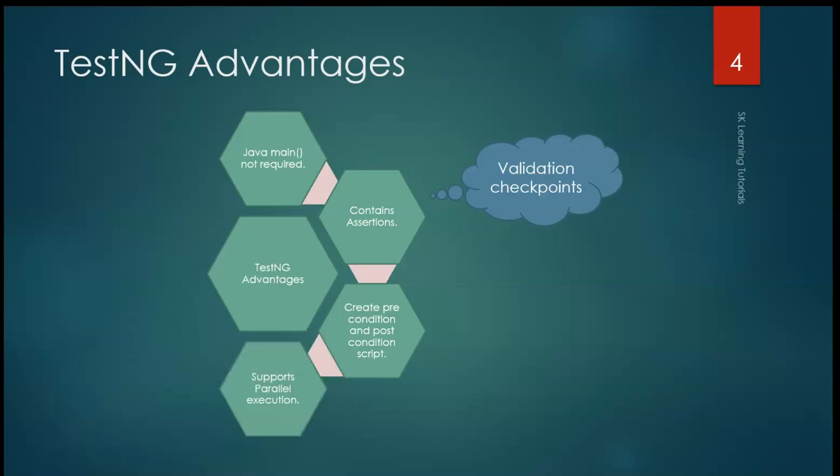So let's move to the next point. It supports the parallel execution. Parallel execution means all the test cases are started at a time. Let's take an example that you have written 4 test cases: test case A, test case B, test case C, and test case D. When you execute these test cases, then first test case A will be executed, then B, then C, and at the end D will get executed. These test cases are executed in a sequence.